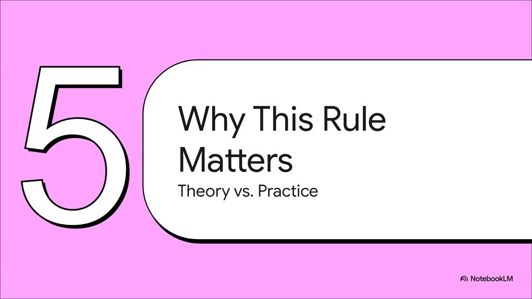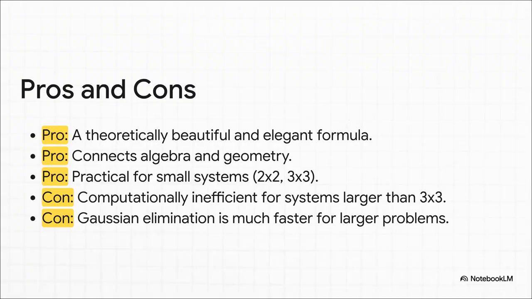So if this rule is so elegant, why don't we use it for absolutely everything? Well, it turns out its true value isn't always about being the fastest tool for the job. Look, Cramer's rule is absolutely brilliant for understanding the theory. And for solving small 2x2 or 3x3 systems by hand, it's great. But the number of calculations you have to do just explodes as the matrices get bigger. For the massive complex systems used in science and engineering, computers use way faster methods, like Gaussian elimination.